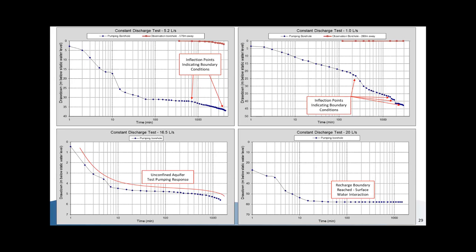Finally, on the bottom right-hand side, I've put an example of a recharge boundary. This is usually more frequently looked at with derivative plots. But a recharge boundary is also very important to know about a borehole. And in this case, it's a borehole that's in a fractured rock aquifer, but there is a nearby surface water source. In this case, it's a dam, and the dam leaks straight into the fractured rock aquifer.